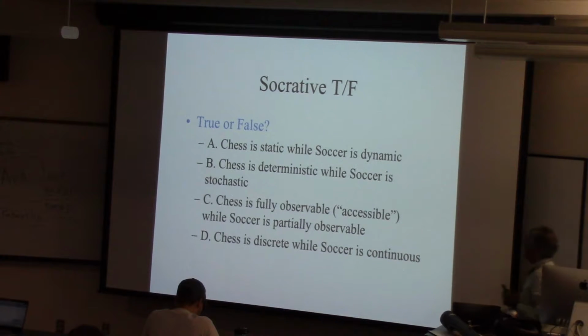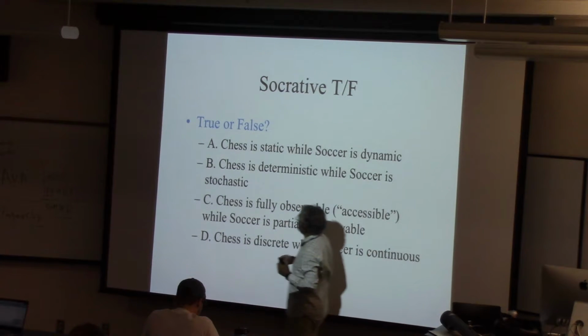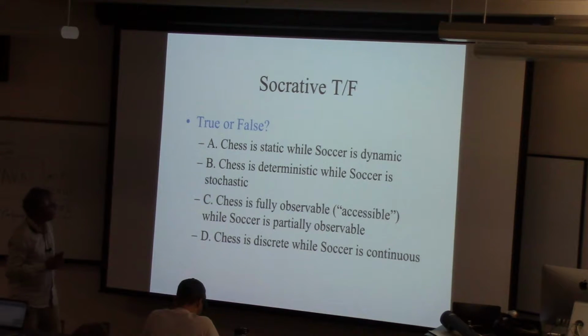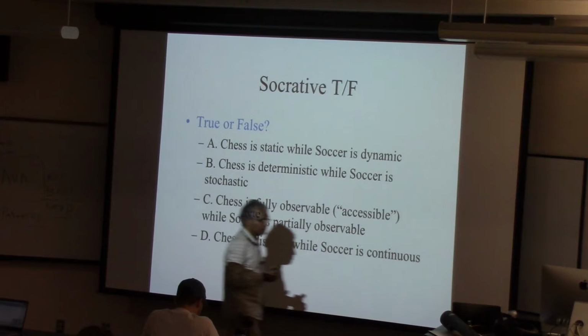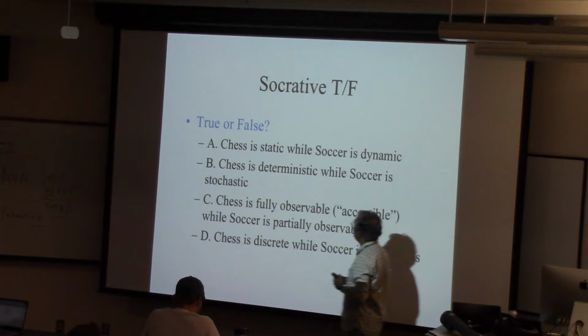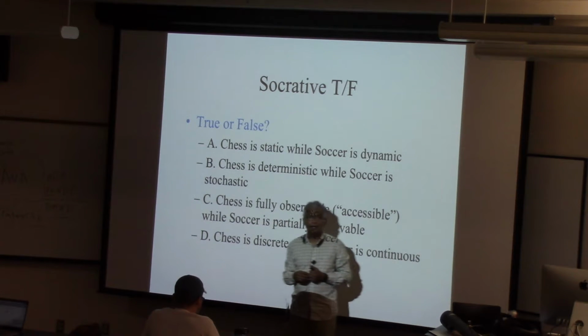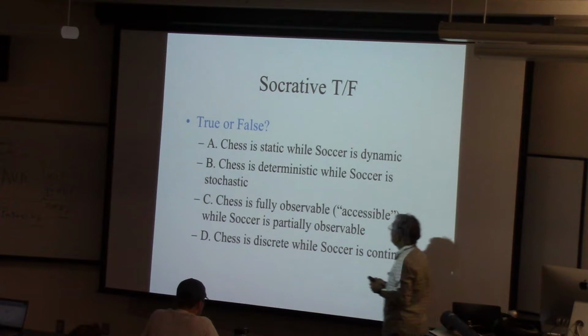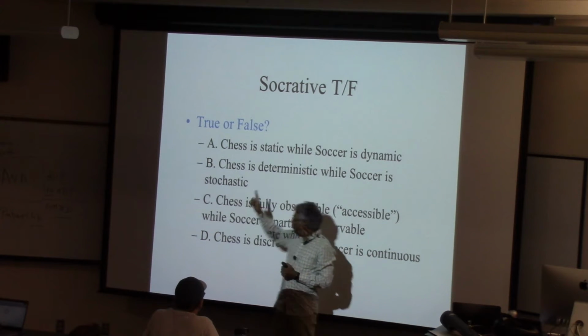Okay, the second question is: chess is deterministic while soccer is stochastic. True. 99% said true, 4% said false. Anybody who said false, would you like to say something as to why this statement is wrong? Yes? You don't know what your opponent's going to do in chess. Okay, those are good points to make.